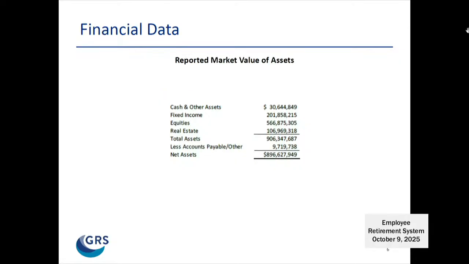Okay, that's that for the member data. Now, the other data that we collect is the financial information. This is a snapshot of the market values and where the assets were invested as of December 31, 2024. We see that there were an amount of about $566.9 million invested in equities, 201.8 in fixed income, and about 106.9 in real estate. The total assets of the system as of December 31, 24 was $906.3 million. There were still some accounts that had to be paid of $9.7 million, leaving $896.6 to be used to pay pensions.